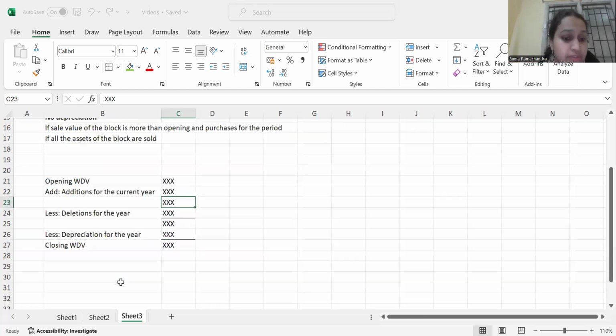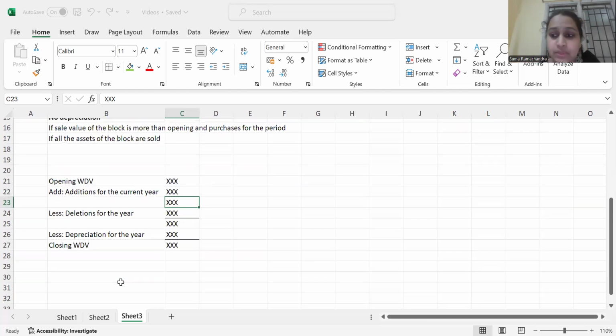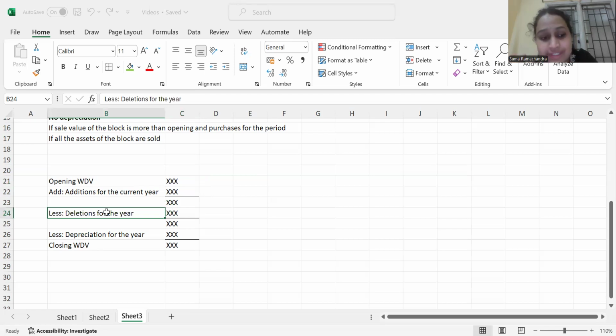After that, this is the format that I'm going to use when I'm supposed to write any answer for this question. First, you'll be taking the opening WDV. That means on April 1st of the current year, whatever value I have at the beginning of the year will be considered as the opening WDV. To that, I'd be adding the additions that I've made in the current period. You have to be very careful about what the current year is in your question. Once you take that, I'm going to reduce the deletions for the year. In these deletions, what will I do?